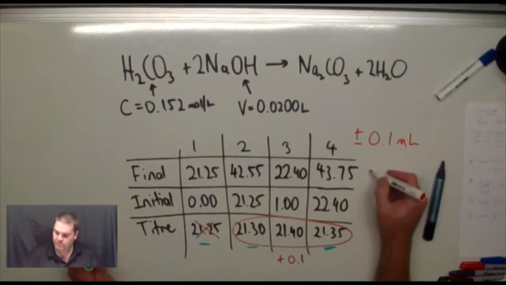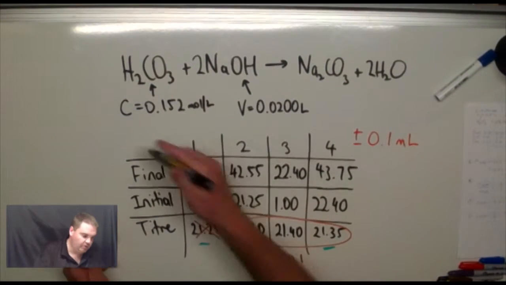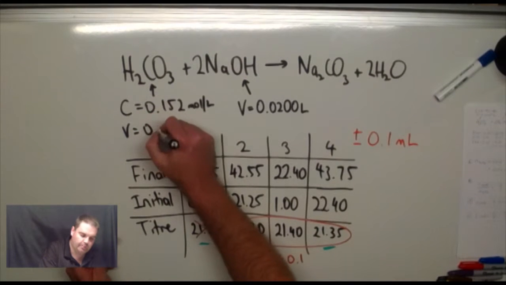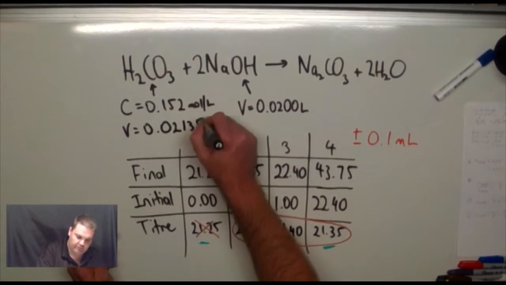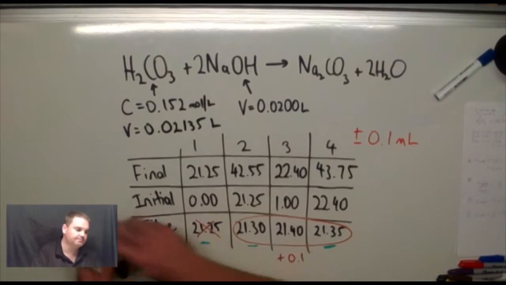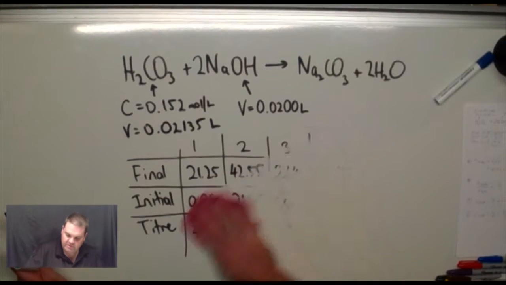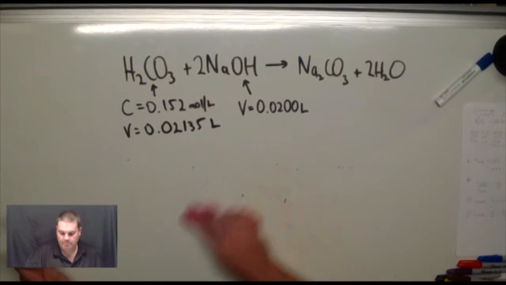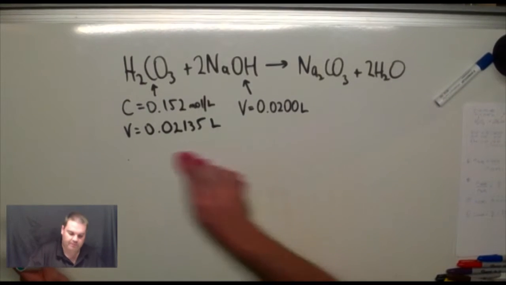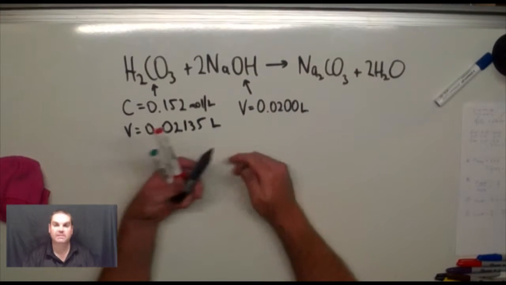So averaging out those 3 gives me an average titer value over here for volume, okay, of 0.02135 litres. So I just wanted to make sure I covered that in terms of concordant titers, made sure you understand what we're looking for and what to do when you've got a couple that match, okay, within 0.1. So there's our values, okay, that's what we know, that's step 2.